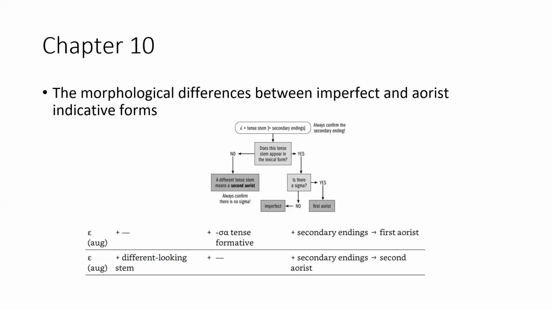Does this tense stem appear in the lexical form? If it's yes, and there's a sigma, then you've got a first aorist. If it's yes, but there is not a sigma, then it's imperfect.